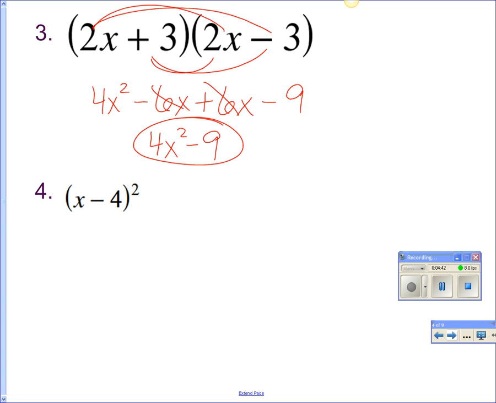All right, Chuck, what do you have to do first on this one? Gracie, what do you got to do first on this one? Very good. You have to write it twice. That's what you have to do first. Write it twice. X minus 4 and X minus 4. Tamara, what do I do from there?